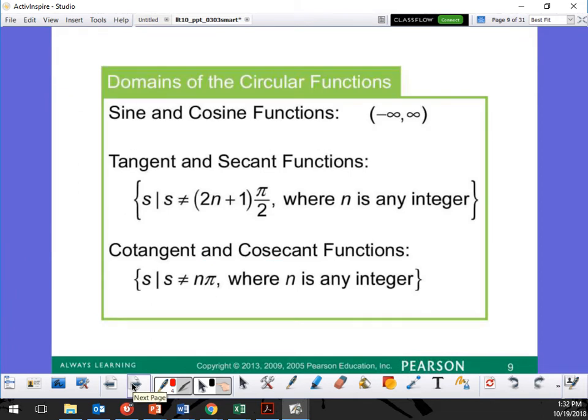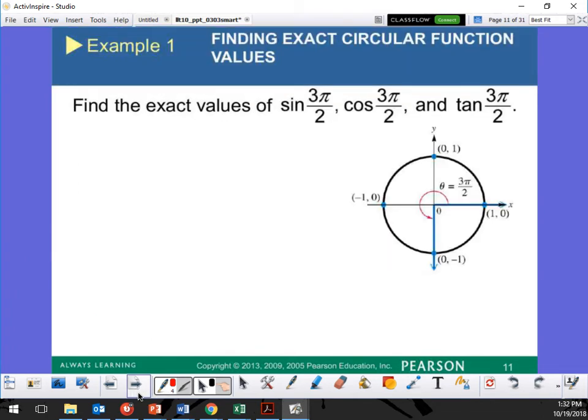All right, cosine function, circular. Okay, so find exact values. Sine, 3 pi over 2. Is 3 pi over 2 on the unit circle? Yes. Find it. Look at it. Put your finger on it right now. There's more here if you lost it.